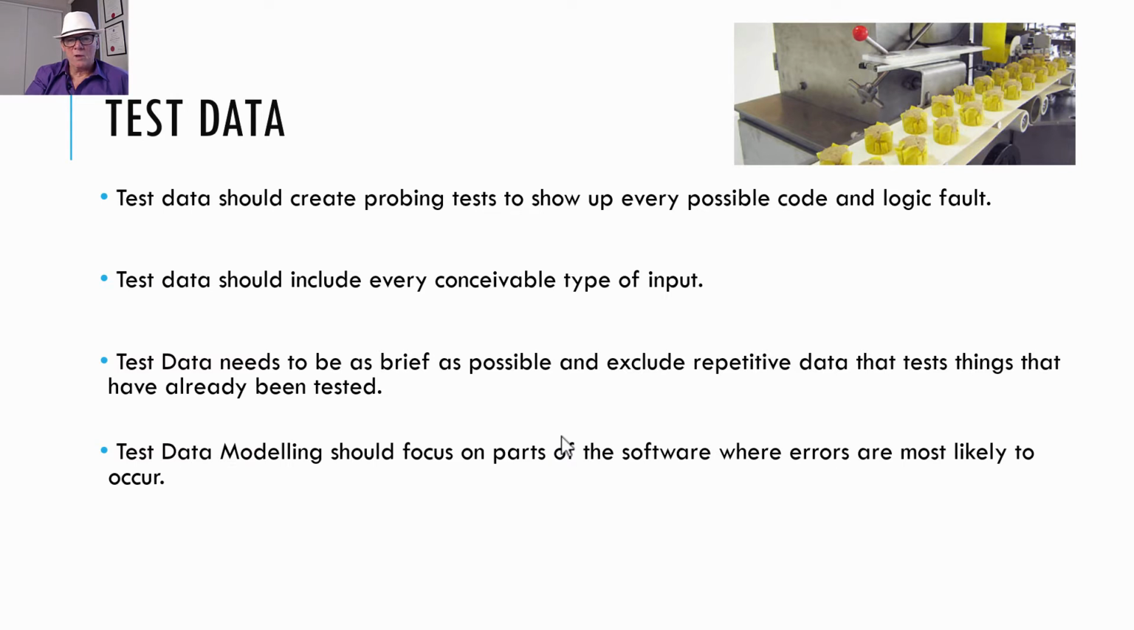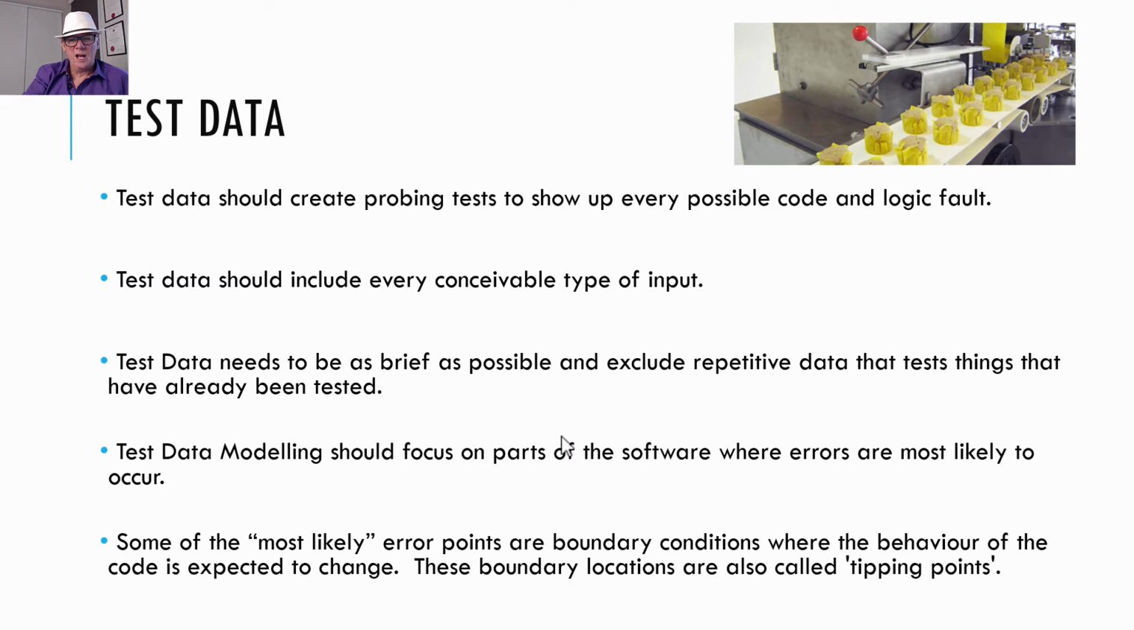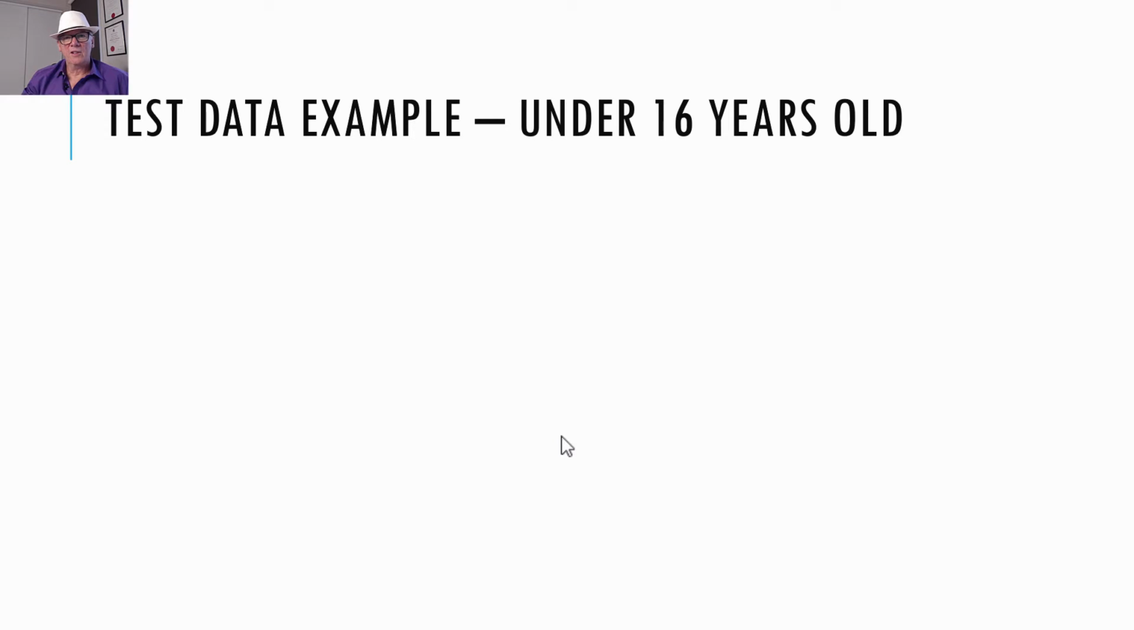Now, the test data modeling should focus on particular parts where errors are likely to occur, especially where you're doing less than, greater than things, which we're going to look at in some examples, and boundary conditions. These are called tipping points, and we're going to talk about these next. They're extremely important. Tipping points, that you know this, and this sort of stuff is often on exams in computer science.